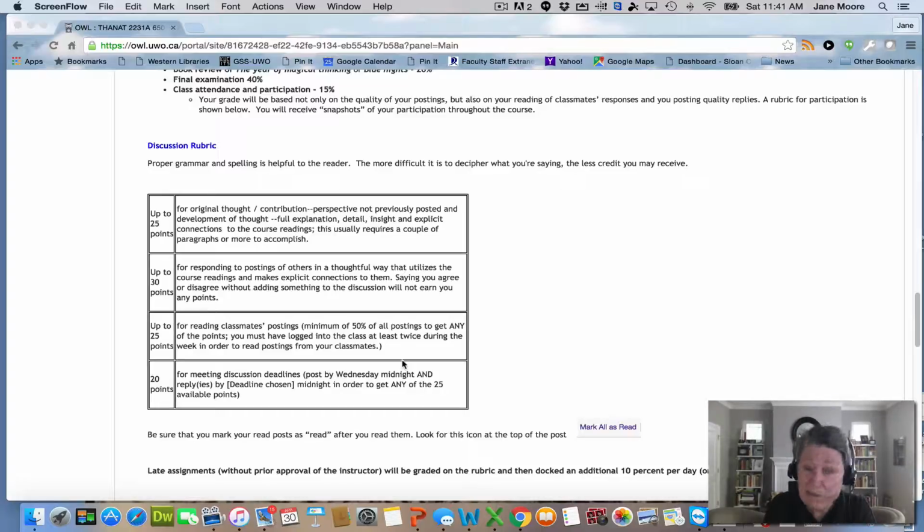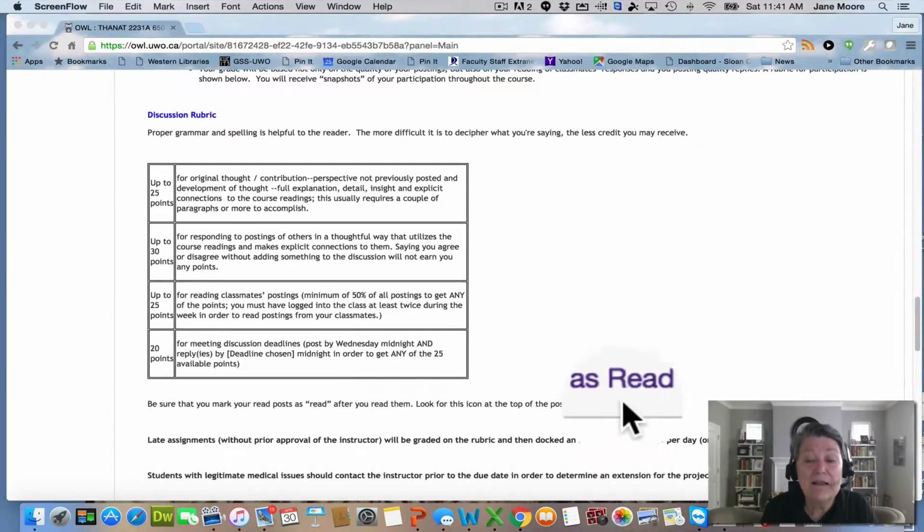You can get 20 points simply by posting your initial post by Wednesday midnight, and by replying by whatever deadline we choose in order to get any of those points. Be sure that when you read posts, you mark all as read. Right here is the icon. It's at the top of the page on the left-hand side.